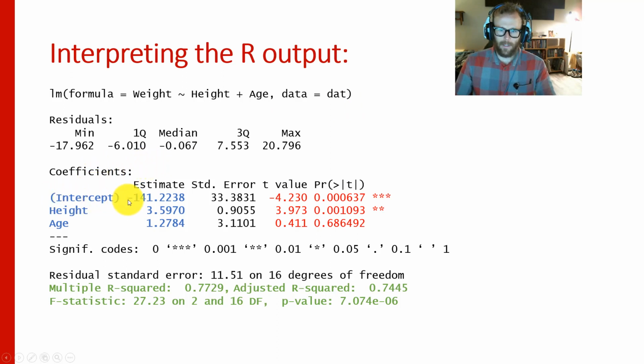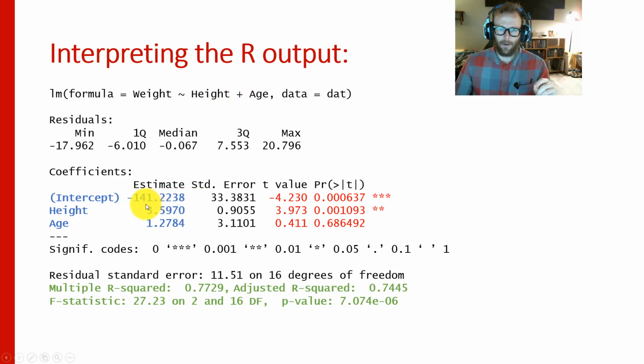We have an intercept of negative 141.22, a slope for height, which is 3.597, and a slope for age, which is 1.278. And again, the intercept is always going to be the predicted value of y when the x's are 0. So in this case, this is our predicted weight when height and age are equal to 0. So it's a nonsensical estimate, and we're not terribly interested in the intercept in this model. However, we are interested in the effects of height and the effects of age.